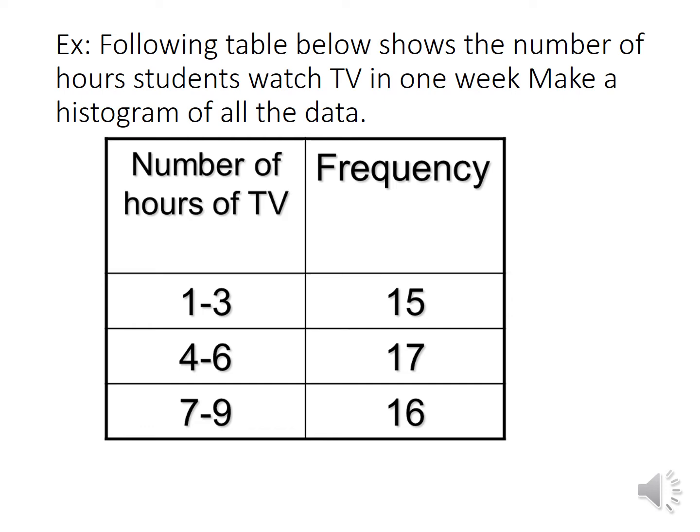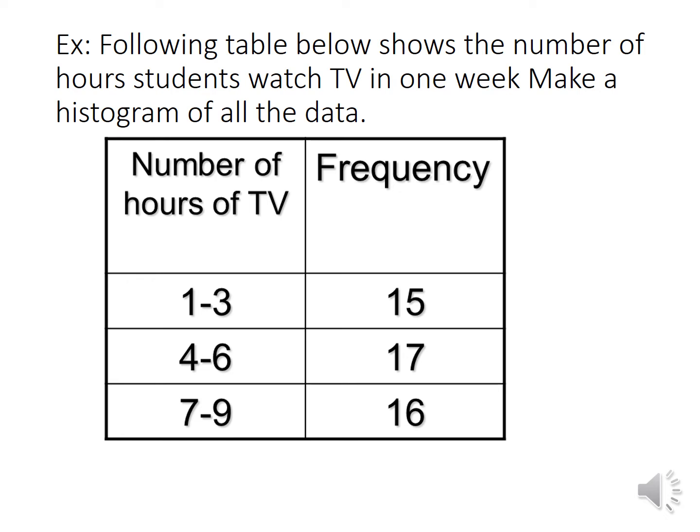In the table, the first column shows the number of hours of TV, characterized by 1 to 3, 4 to 6 and 7 to 9. And the frequency is given as 15, 17 and 16. Frequency is nothing but, 15 students watch TV for 1 to 3 hours in a week, like that.